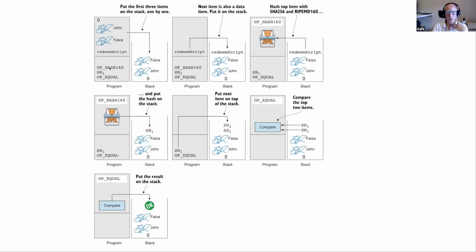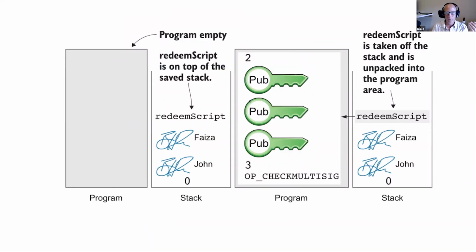If it recognizes that pattern, after this step it will remember, it will save this stack here at this third step and do some extra stuff. This is new software that's aware of pay-to-script hash. So it will take the top item and unpack it into the program area like this. So the redeem script is this program here.